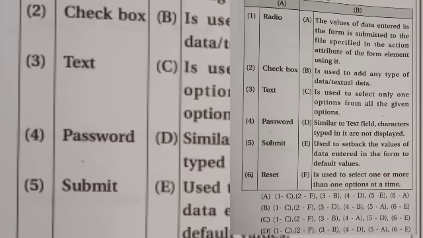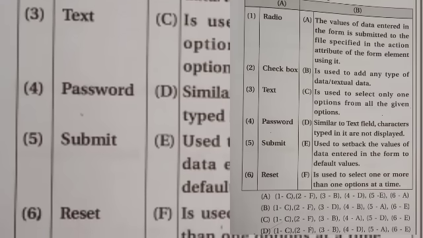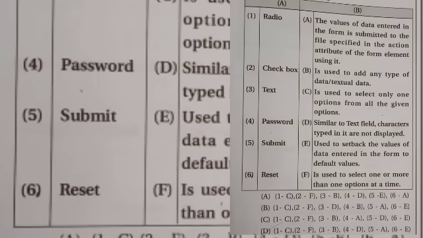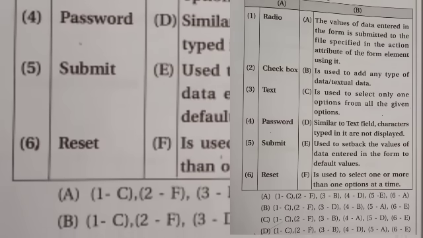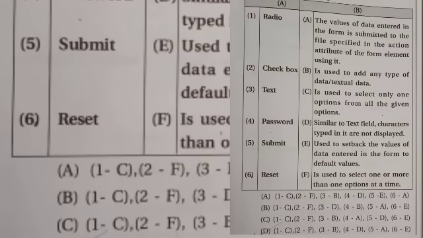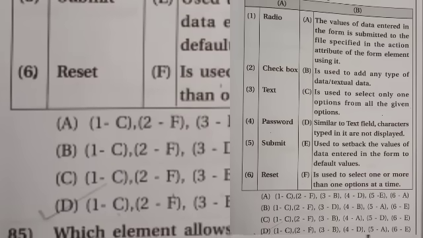सेकेंड है चेकबॉक्स, उसका एफ आंसर है, इज़ यूज टू सिलेक्ट वन और मोर देन वन ऑप्शन एट अ टाइम. थर्ड का है बी आंसर. देखिए थर्ड टेक्स्ट है, बी देखिए इज़ यूज टू ऐड एनी टाइप ऑफ डेटा, टेक्सचुअल डेटा.